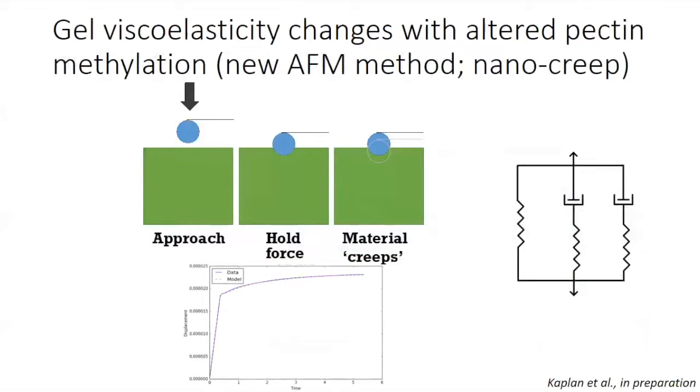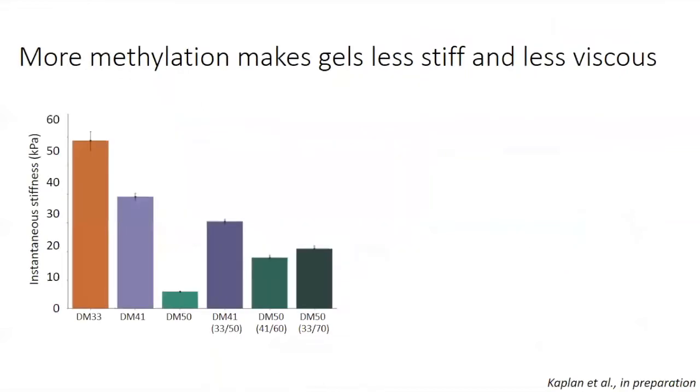You have elasticity from these springs, and you have the viscous flow from these dash pots, like a plunger in a syringe, and you can get parameters for these different things out of your models. So when we do this in pectin gels, what do we see? What we have here are pectin gels that have different amounts of methylation. So this is 33% methylated, so a lot of that is available to calcium crosslink.